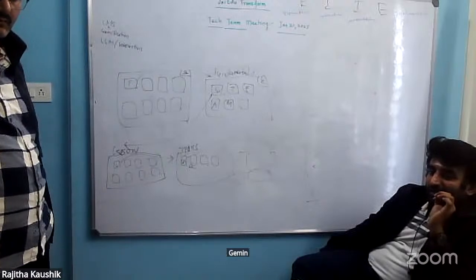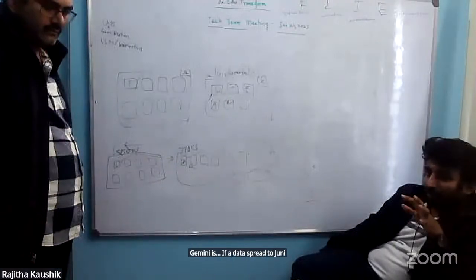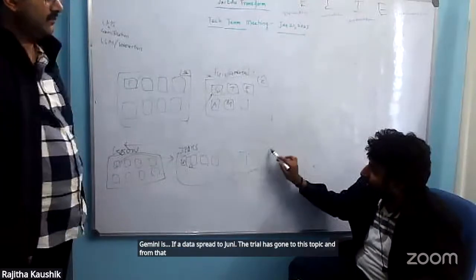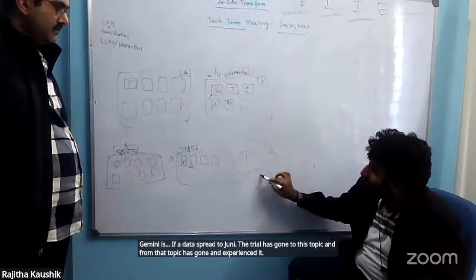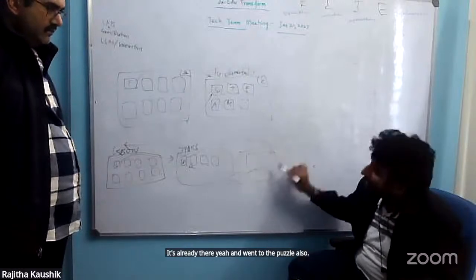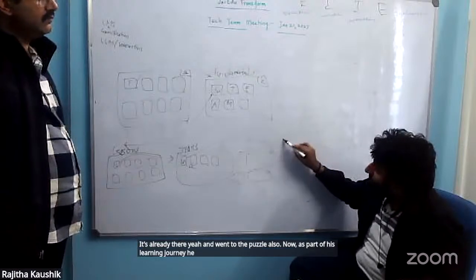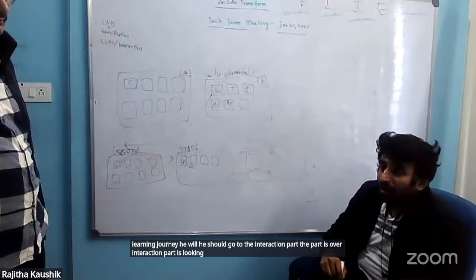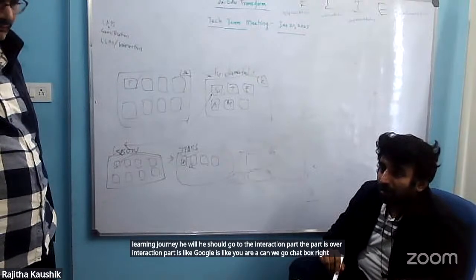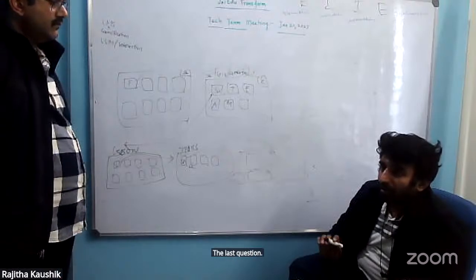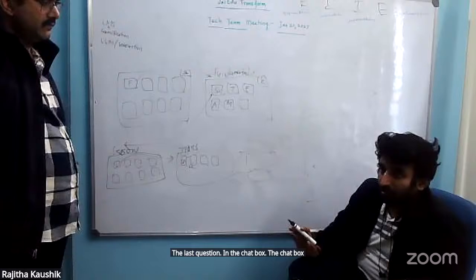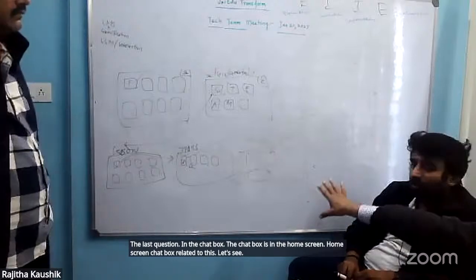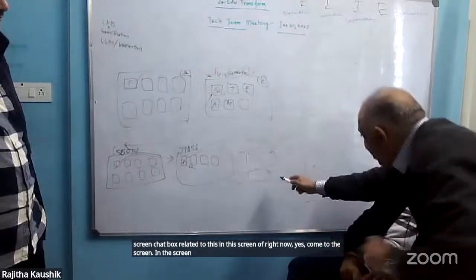A child that has gone to this topic and experienced it is already there, and went through the puzzle also. As part of his learning journey, he should go to the interaction part. The first part is over. The interaction part is like your Kamigo chat box. He'll ask a question in the chat box. Related to this topic, let's say in this screen only, right now he has come to this screen, so you want to have an interaction.